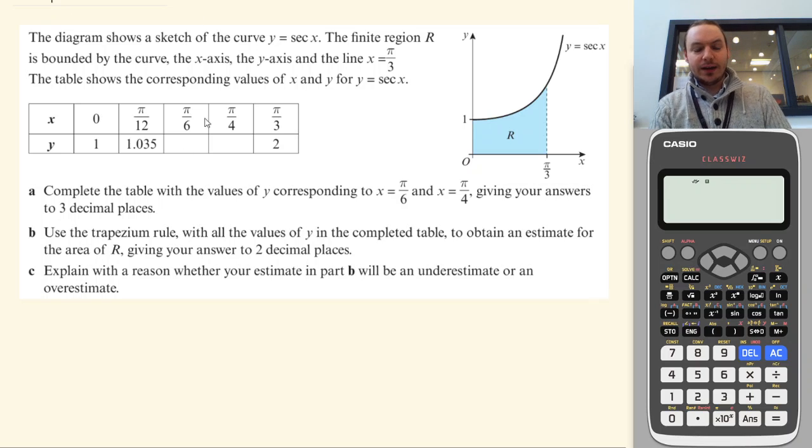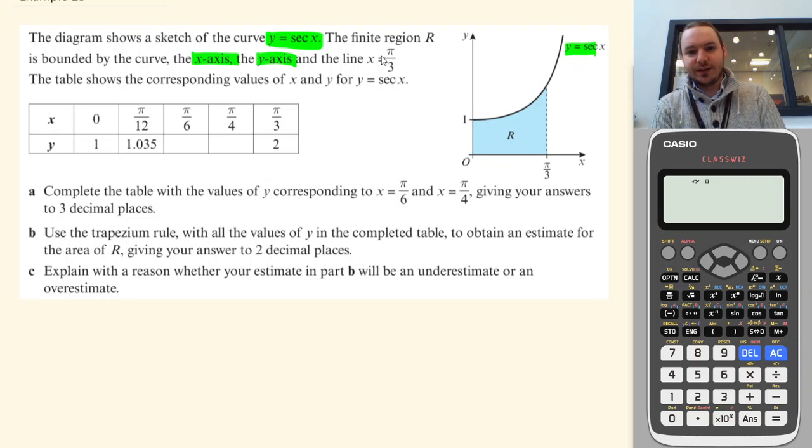Okay, so this is example 25 in the textbook. It's a really standard question on trapezium rule. You can see that our graph is y equals sec x, and it's drawn over here. We've got a region R, and we're told it's bounded by the x-axis, the y-axis, and the line x equals 3, so we're going between 0 and 3.